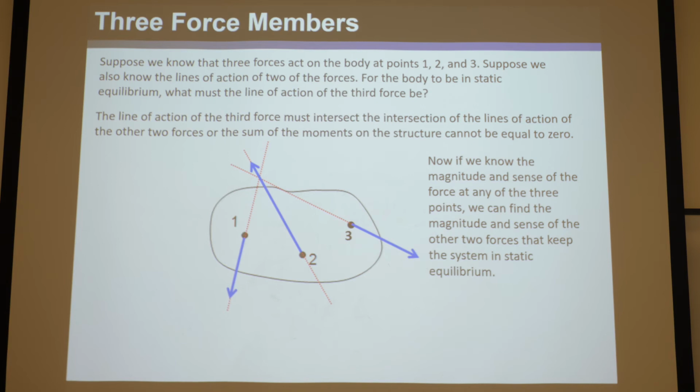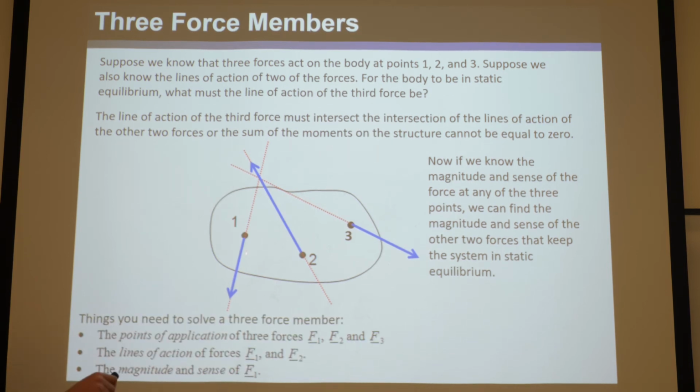So again, what are the things you'd need to know? If I gave you a three-force member, in other words, some member with three forces acting on it, I would have to give you the points of application, 1, 2, 3. I would have to give you the lines of action of at least two of them. And then I'd have to give you the magnitude and sense of one of them. And from all the rest, you can deduce. You find the line of action of the third one that intersects them, or is parallel to both of them. And then you do that force vector loop trick, align them tail to head, tail to head, tail to head, and then position them where they need to be. Okay?